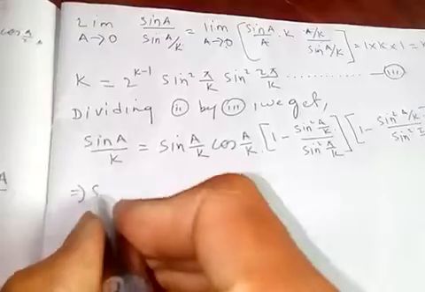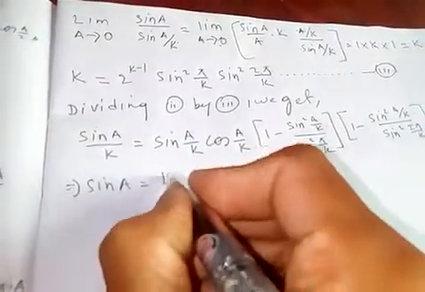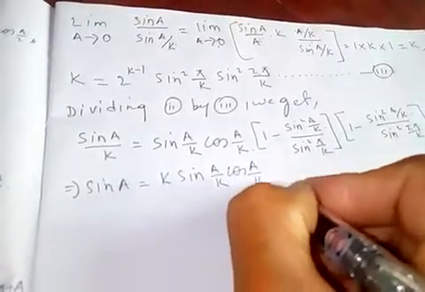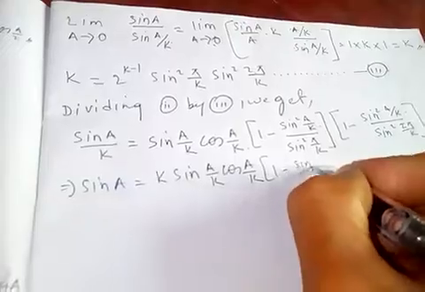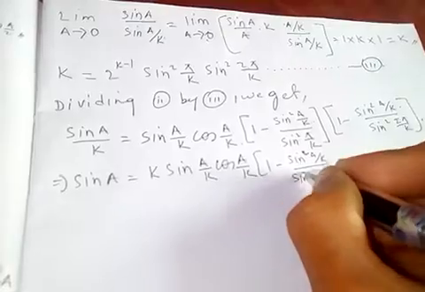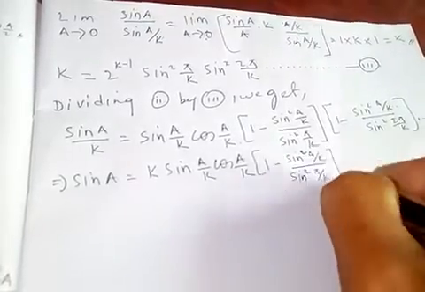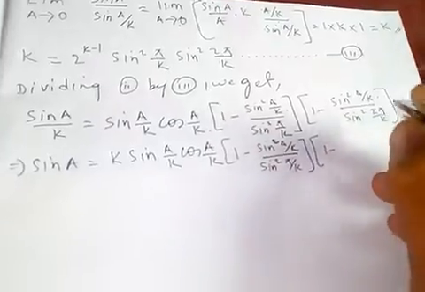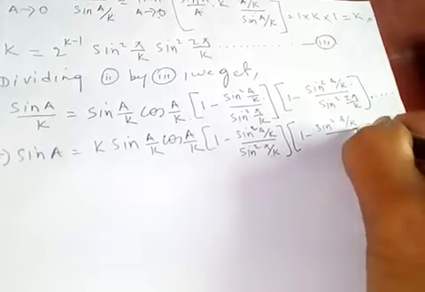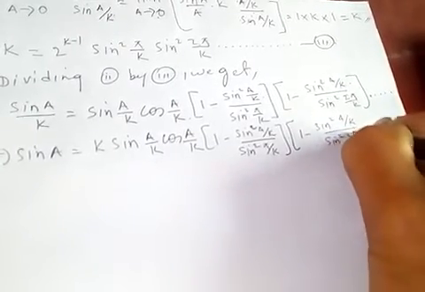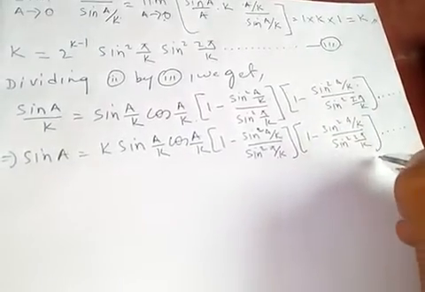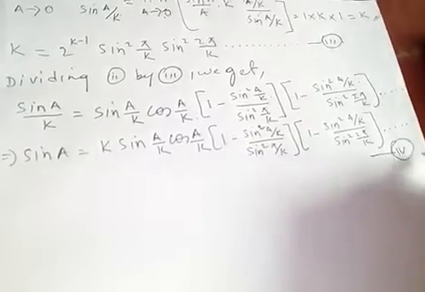Now this one I can get if I shift there: k sine a over k, cos a over k, times 1 minus sine square a over k divided by sine square pi over k, times 1 minus sine square a over k divided by sine square 2 pi over k, and this will go on. Let's name this as equation 4.